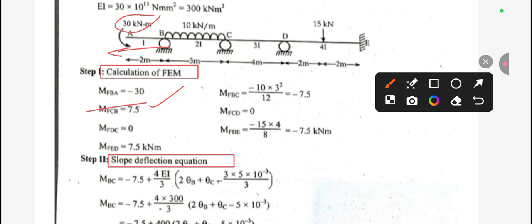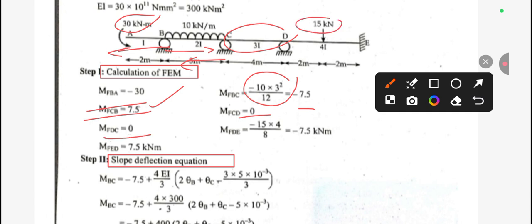For B to C, this is a UDL, so the formula is WL square by 12. W is 10, L is 3, and divided by 12 we get minus 7.5. From left to right, B to C, is negative, and for C to B, right to left, the value is positive. For C to D, there is no load, so 0, and D to C is also 0. For D to E, the load is acting at the center, so minus WL by 8. W means 15, L is 4, divided by 8, this value will be minus 7.5, and for right to left this value will be just positive 7.5 kilonewton meter.